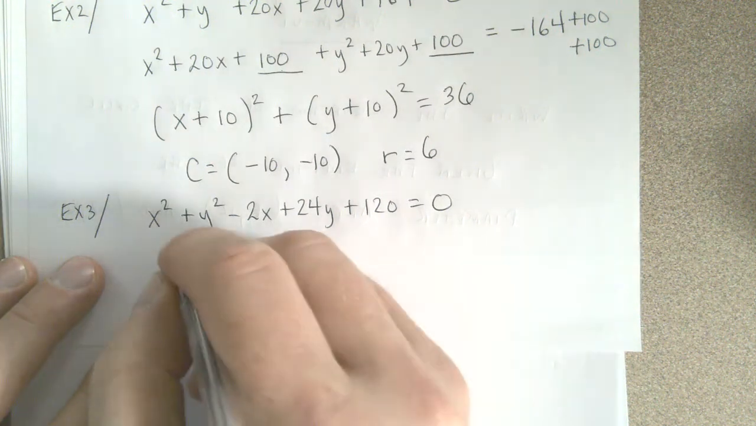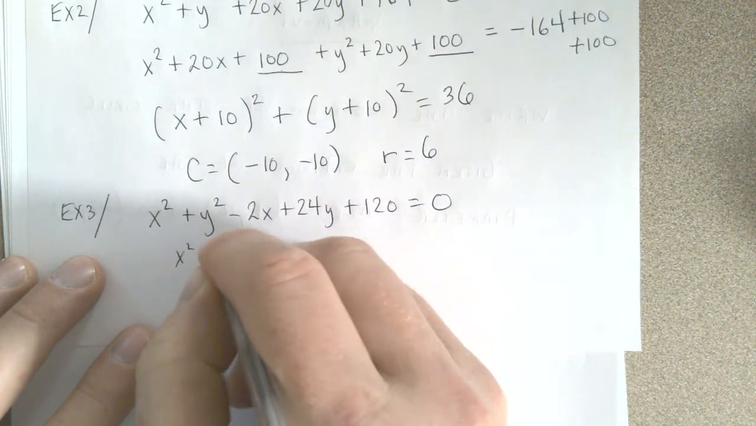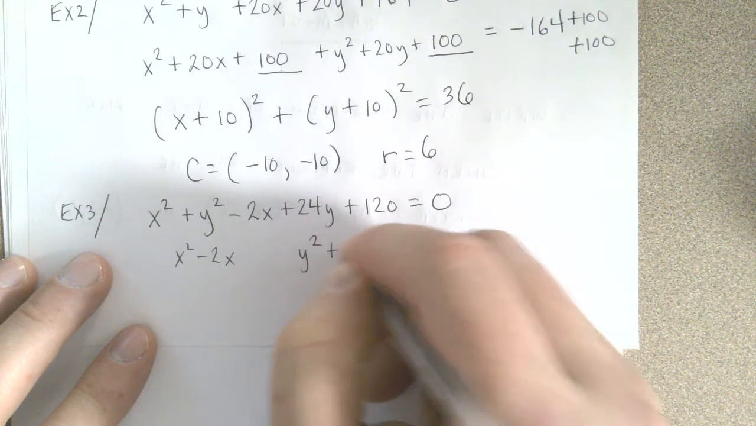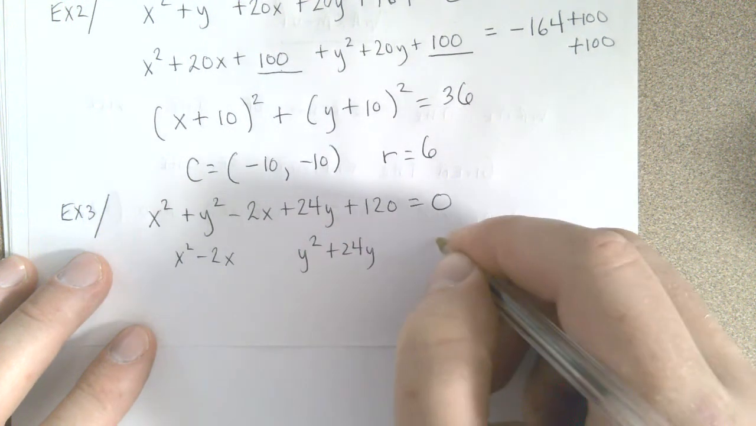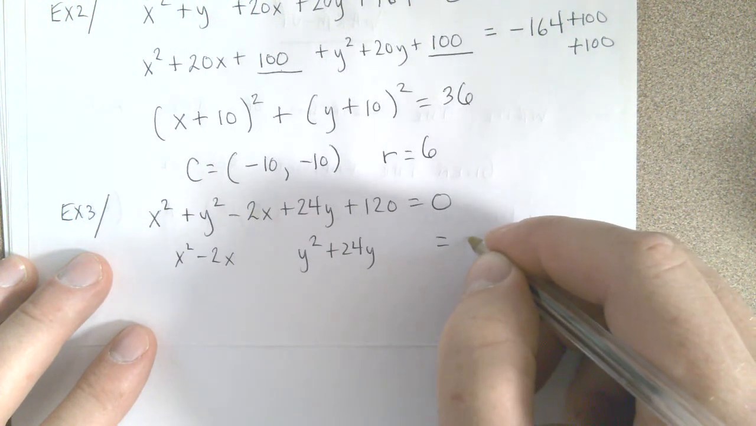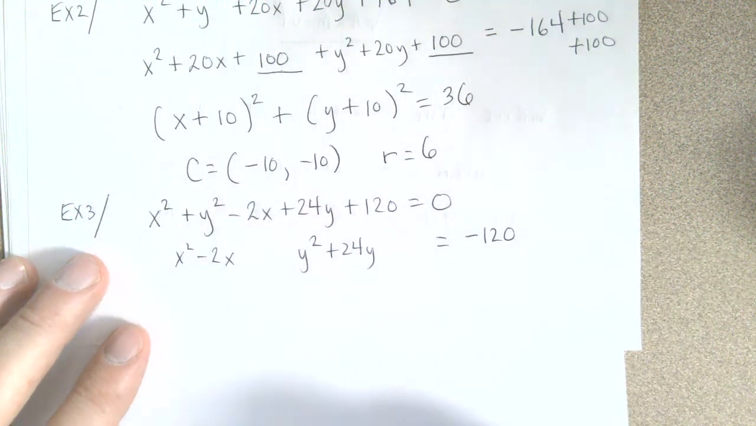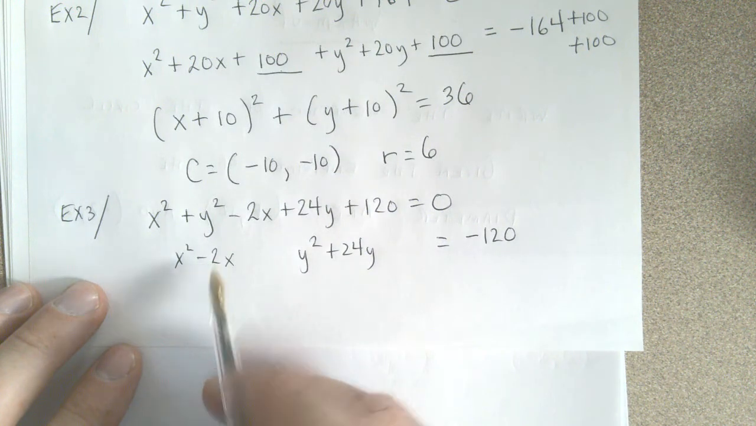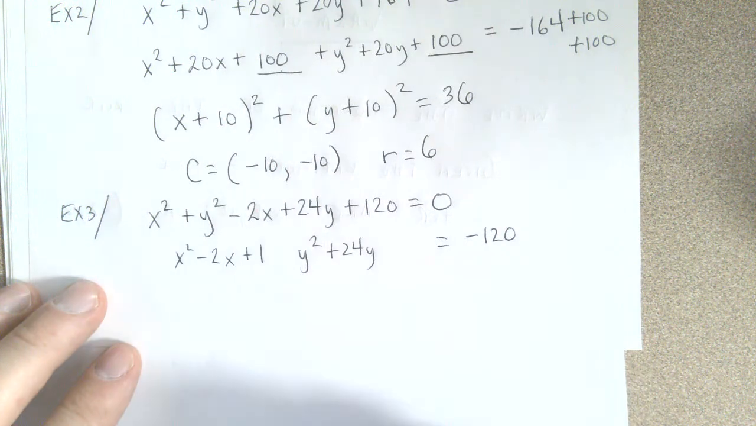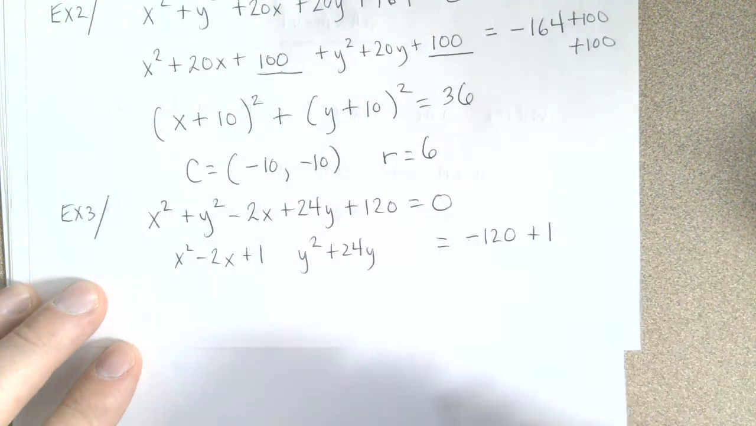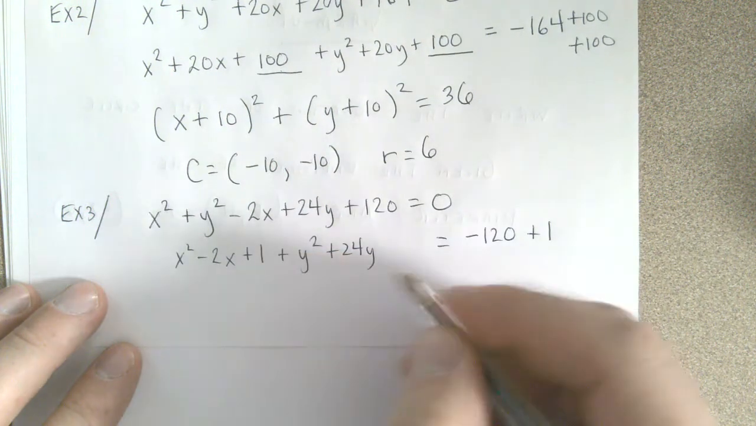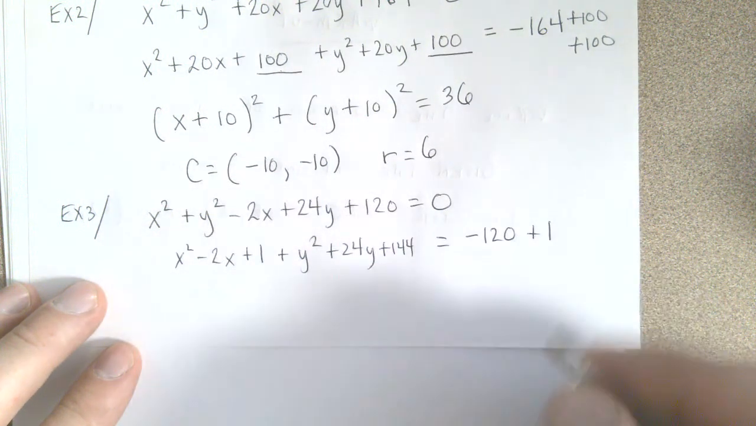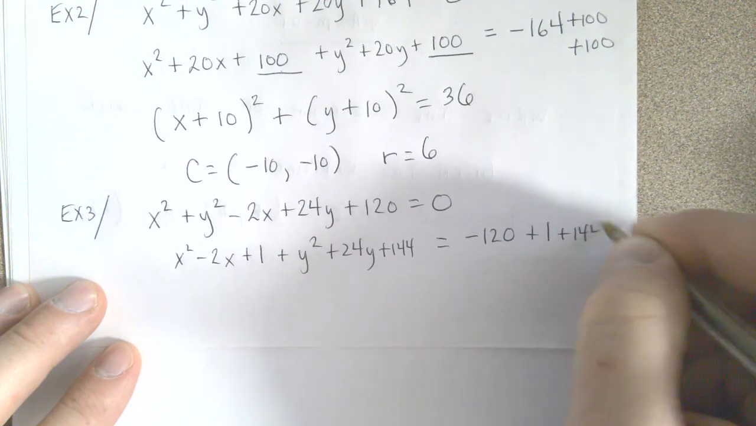So we get our x's together. We've got x squared minus 2x. Get your y's together, y squared plus 24y. Move our constant to the right. That makes it negative 120. I'm going to take half of negative 2, that's 1. So I'm adding just 1 squared, which is 1. Half of 24 is 12. 12 squared is 144. I'm adding 144 to both sides.